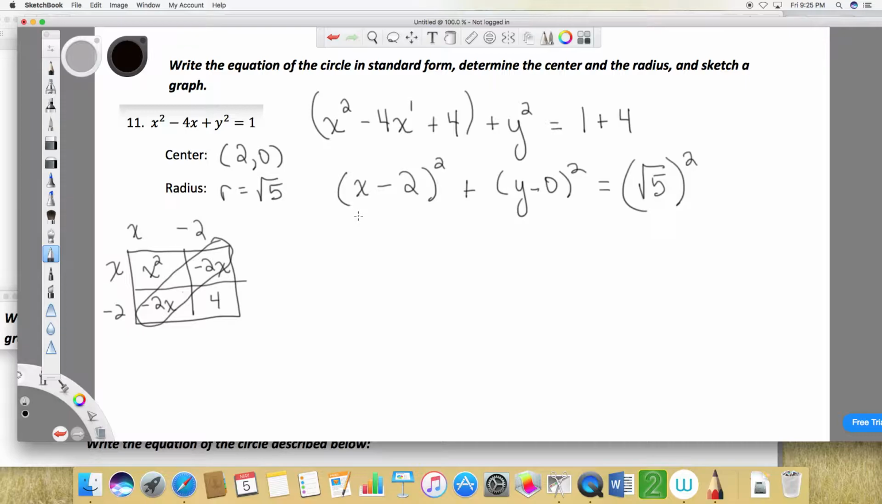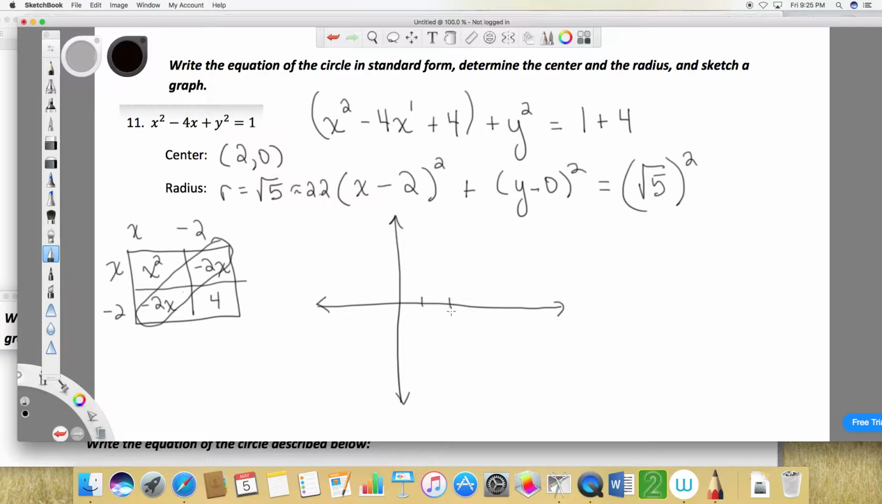Now I need a decimal approximation. I know the square root of 5 is going to be a little bit bigger than 2. So if I jump to a calculator, say, and call it 2.2, if I go to graph this, and you have graph paper, so your graph is going to look much better than mine.